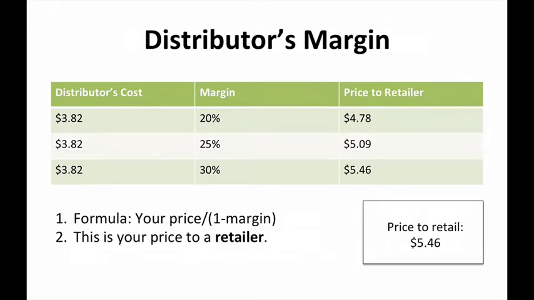Your distributor then sells that to a retailer. So they take the distributor price divided by 1 minus the margin, which is usually 30%. And then the price to retail is $5.46. That's what you would sell your pack of crackers to your retailer for, $5.46.